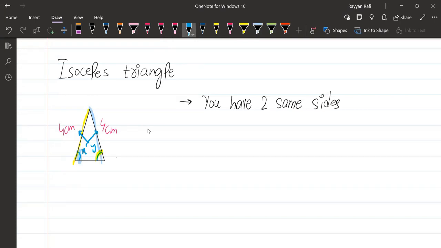Any difference in the sides? So अगर sides में कोई difference नहीं है, तो क्या होगा? Angles will be equal to each other. You have two same angles. Okay, और इसमें कोई याद करने की चीज नहीं है.